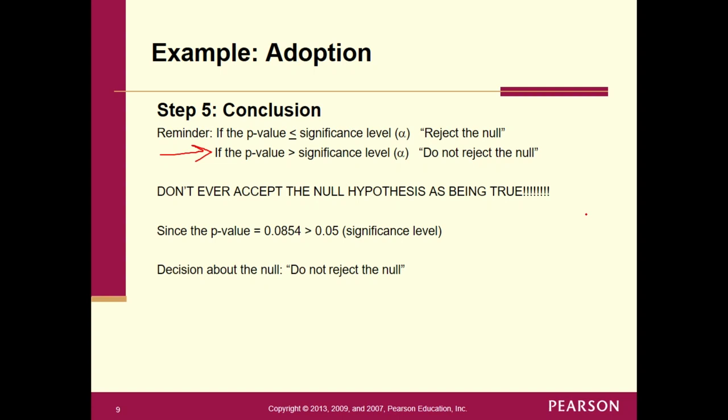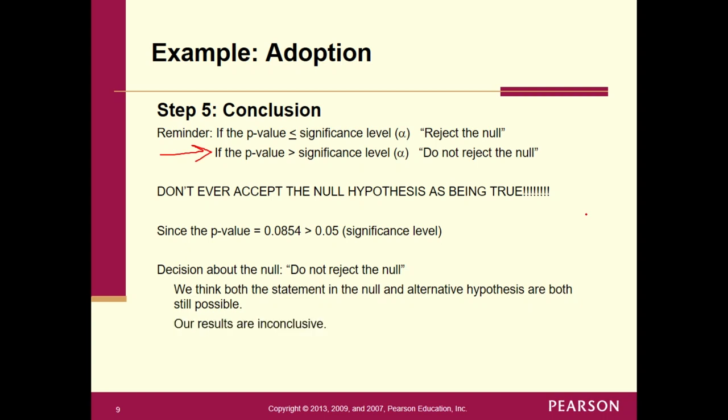So remember what I was telling you back in section 9.1. We think both the null and the alternative are both still plausible things. They're still both possible, and we don't know which one is correct, and so our results are inconclusive. We don't know which one's right. And so our conclusion is a little different now, but just slightly different.